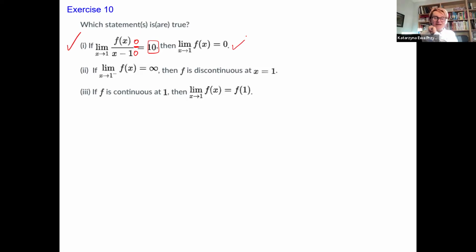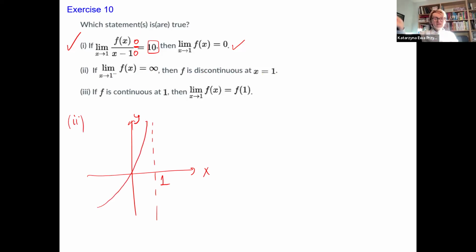That's a true statement. If the limit of function f of x at 1 from the left-hand side is infinity, then function f is discontinuous at 1. We can draw this. 1 is definitely a vertical asymptote, and from the left-hand side, maybe like this. Because even if we have infinity on the right-hand side, or negative infinity, or even a finite number, we don't know, definitely it is a discontinuity. And what about the last one?